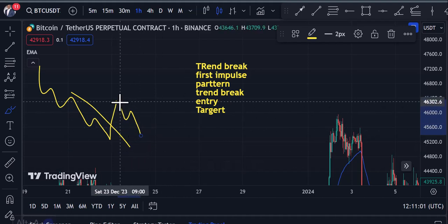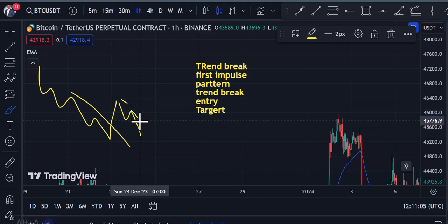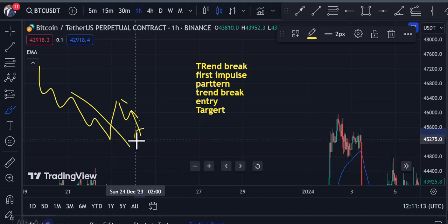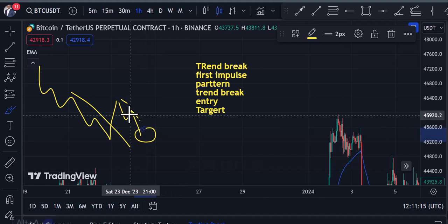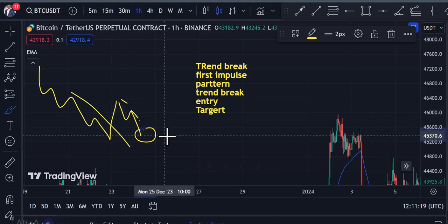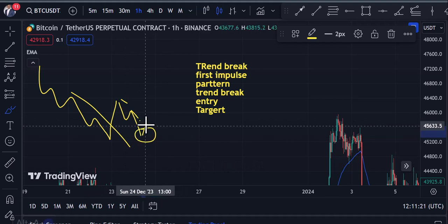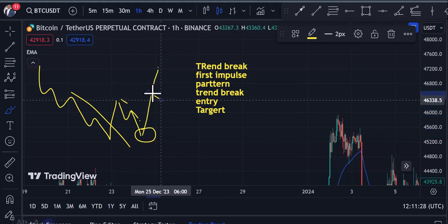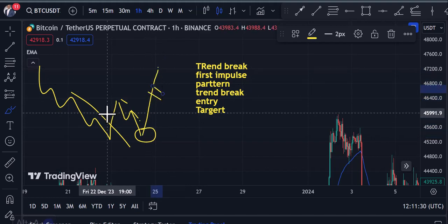Then you also want to wait for this to complete. For people that use candlestick patterns, you should watch out for candlestick patterns at this point, guys. Or you wait for the trend to break. It just depends on which one works for you. Wait for the trend to break, and after which you take your entry and you take this trend.